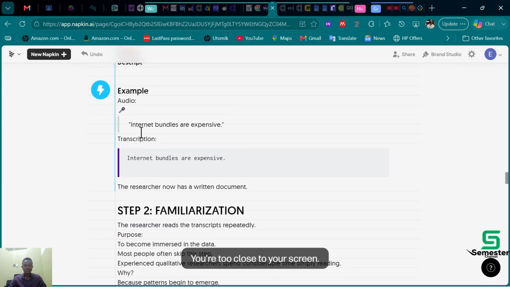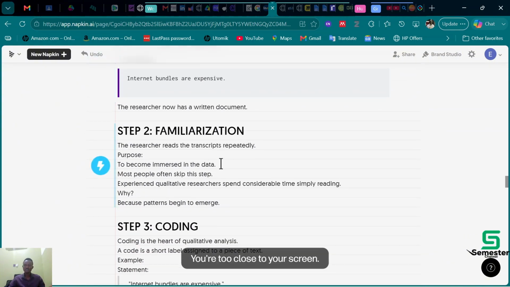Right? So for example, internet bundles are expensive. The audio is recorded, and then you transcribe it. Now you have a written document, not in the audio format. Once you have a written document, you then have to familiarize yourself with the data, with the transcript. So you have to repeatedly read the text, read the interview, and from this you will be able to see patterns emerging in the text.